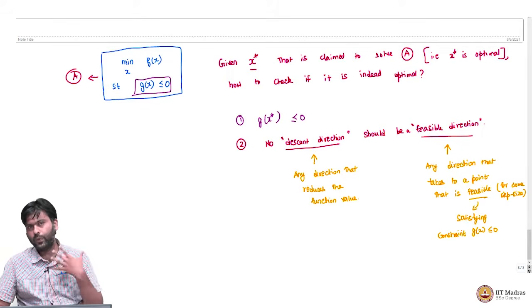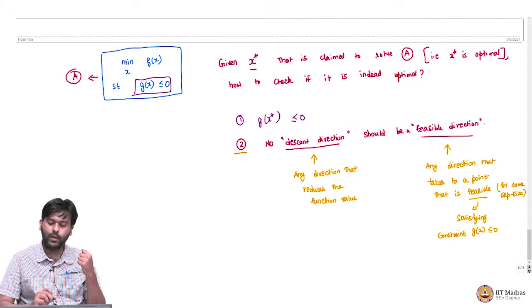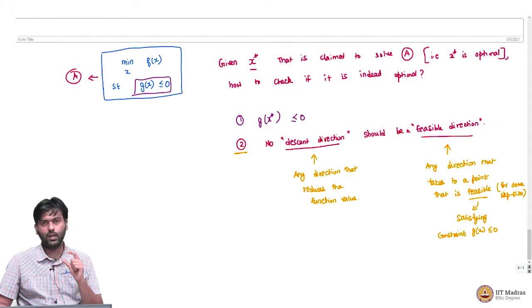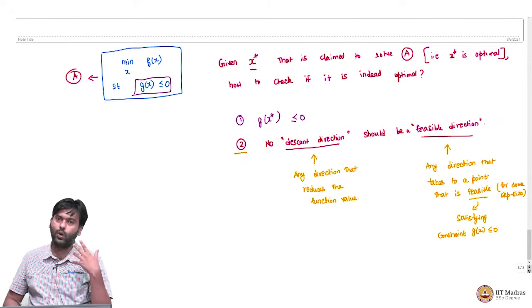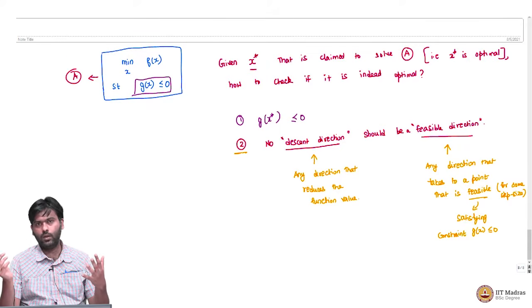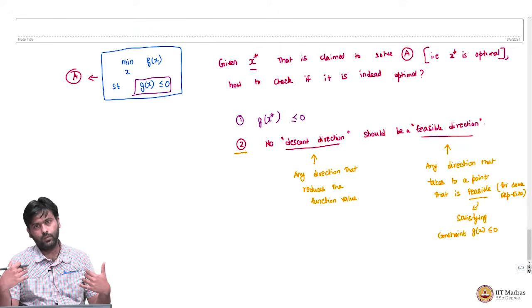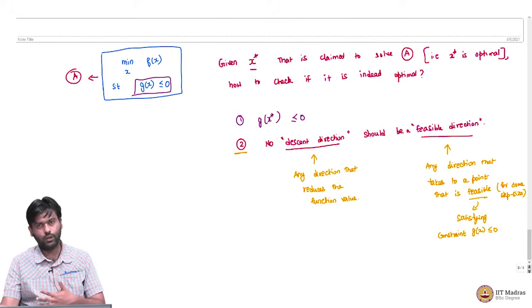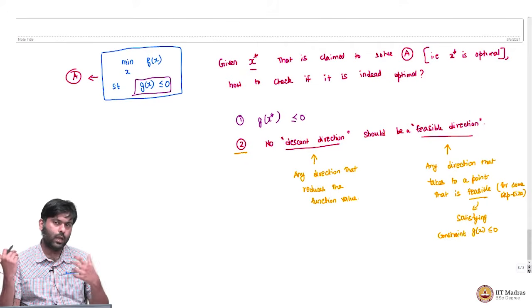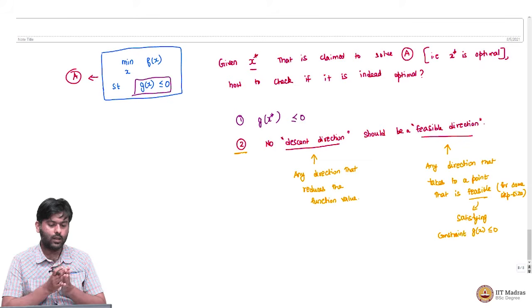So, I can move in that direction, it is still feasible, and now I am saying that the second point is that no descent direction should be a feasible direction. Why is this a good thing to check? Now, let us see what happens if this statement does not hold. If the statement does not hold, then there is some descent direction which is also feasible, right. That is the negation of the statement. So, what does it mean? It means that there is a direction which is both descent and feasible.